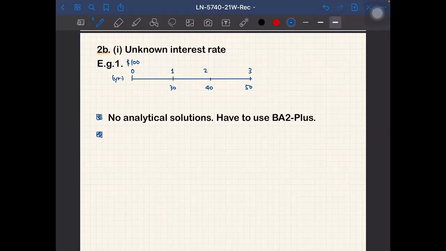And roughly speaking, maybe on average, the amount is in the account for 2 years. What is i? Annual effective interest. 100 becomes 120 roughly in 2 years, so about 10%.